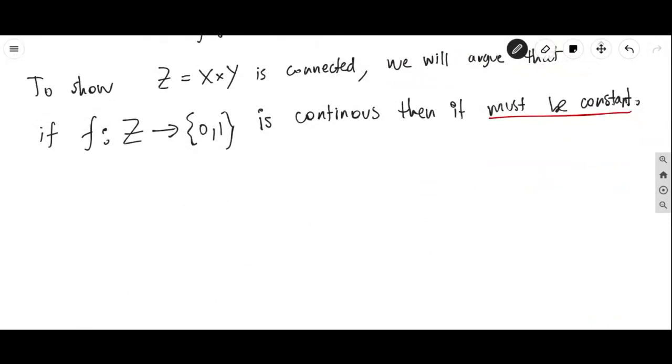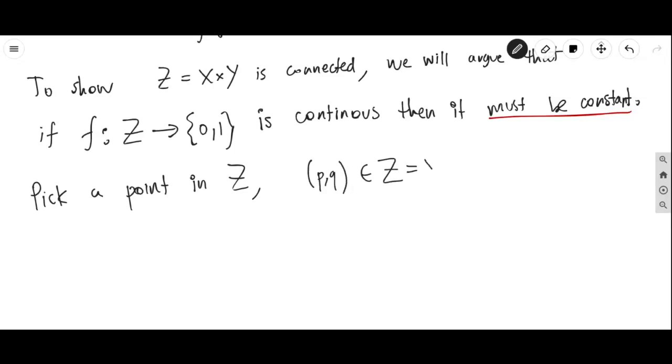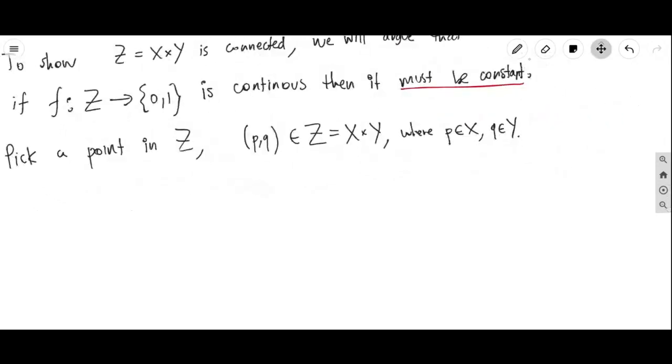So how do we do this? Pick a point in Z. I'm going to write this point (P, Q) in Z. Z is X times Y, where P is in X and Q is in Y. Here it would be very helpful to have this picture in mind, so I'm going to draw a picture down here. This is X, this is Y, and we have a point (P, Q). So here's our point, and then we're going to argue from there.